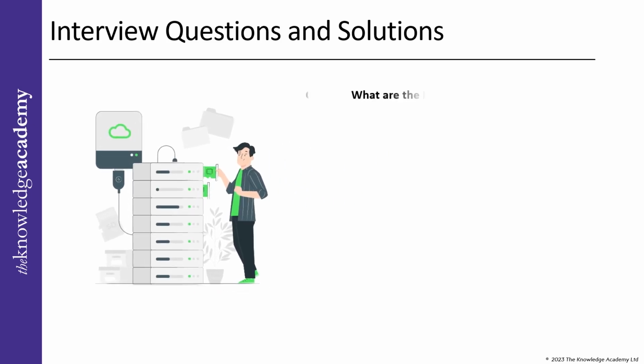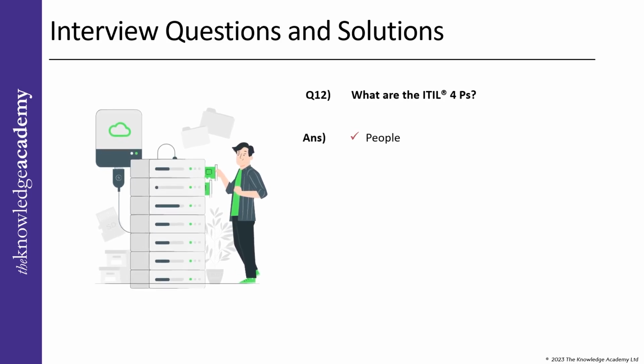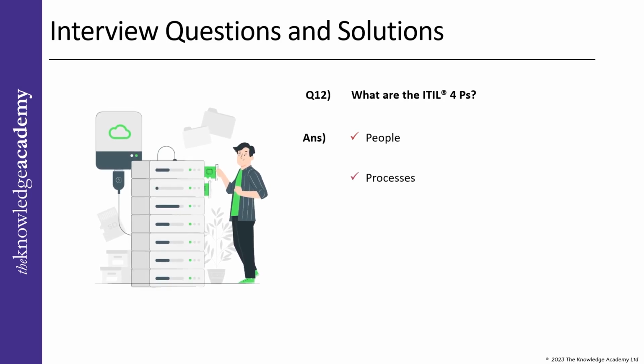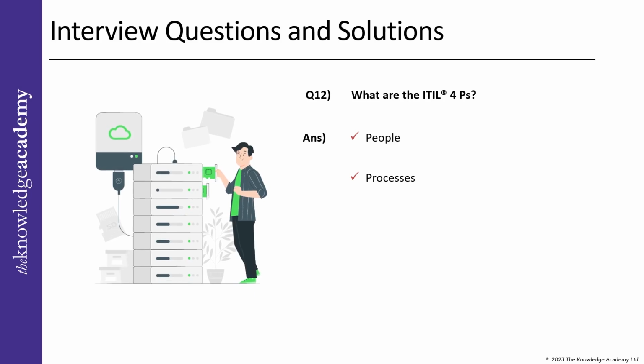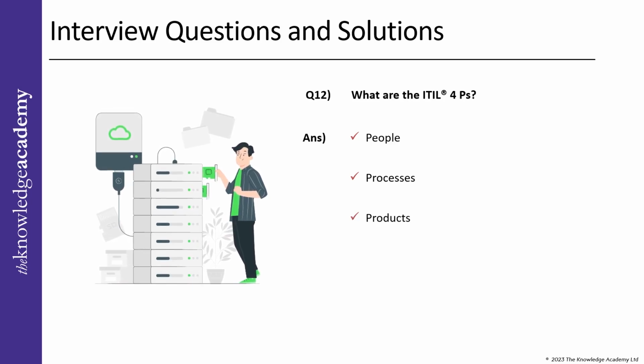Question 12. What are ITIL's 4 P's? And the answer being people. These refer to the people involved in the process and procedures. Processes. The company's capacity to put processes in place. Products. These emphasize the service itself and the technology that supports it. And finally, partners. Parties who collaborate with the IT department.